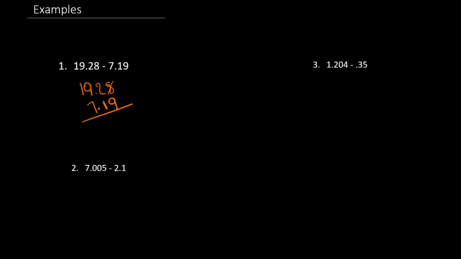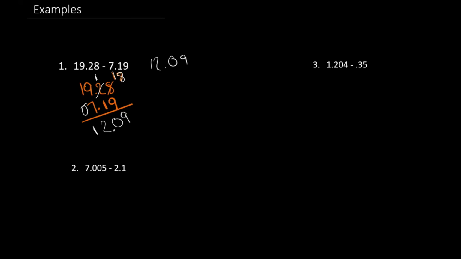So you borrow, 18. Let me change the color. Once you borrow, you put 1 over here. 18 minus 9 is 9. 1 minus 1 is 0. 9 minus 7 is 2. 1 minus 0 is 1. Now you put a decimal point right under the other decimal points, so it makes a line. And that's how you subtract decimals.